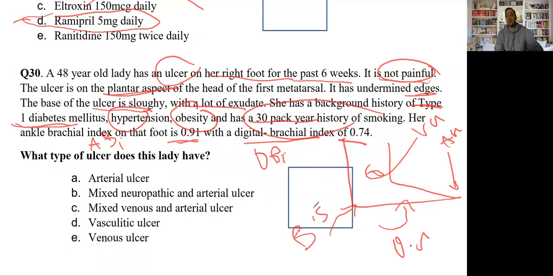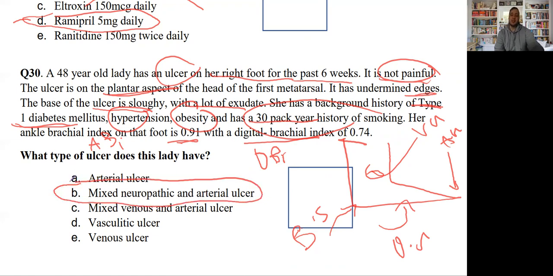So what type of ulcer does this lady have? Given the scenario and the characteristics of the ulcer, it's a painless ulcer. The painless character of the ulcer is very characteristic of diabetes mellitus. And the other thing is that the patient has a reduced digital brachial index. This represents some sort of low perfusion to the lower limb. So most likely, I think it is a mixed neuropathic and arterial ulcer.